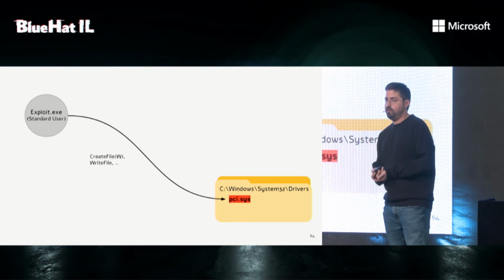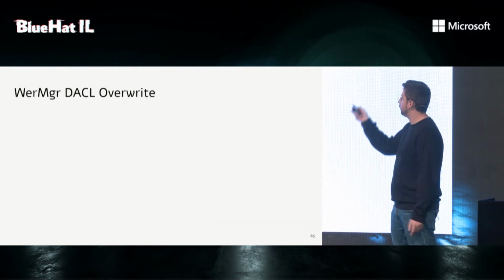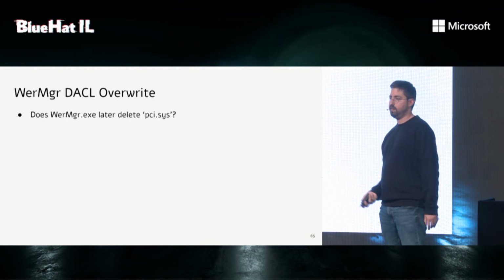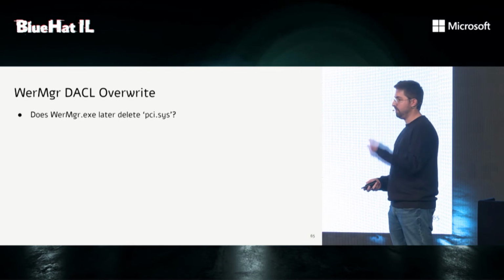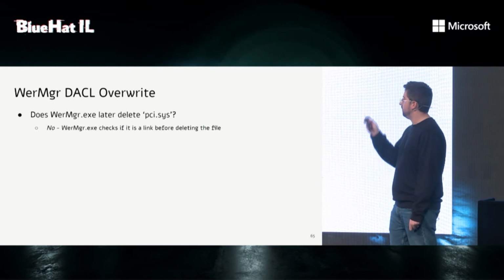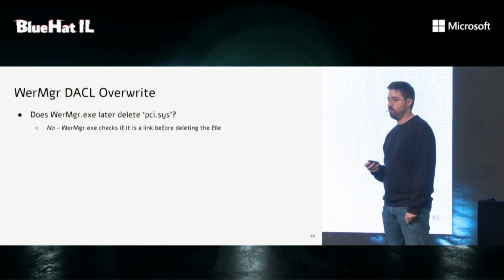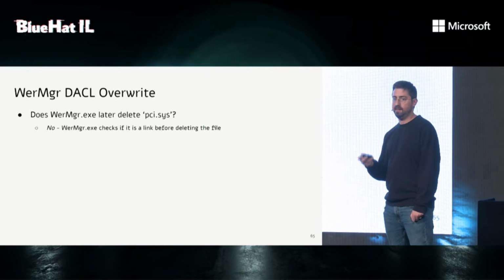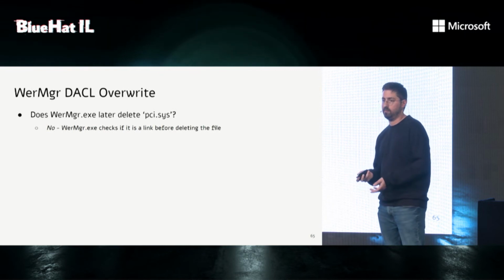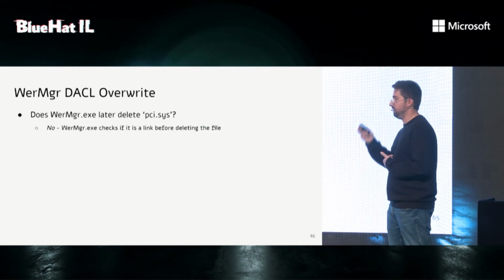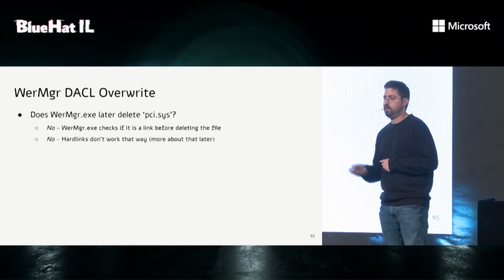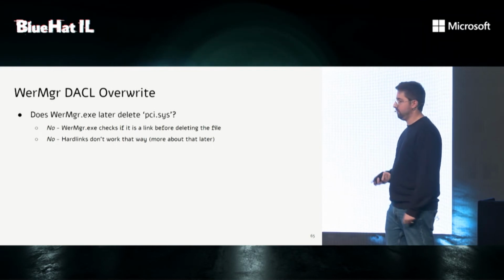Now, I always get a few questions about this exploit when I explain it. The first one is, does WarmGR later delete PCI.sys? Because as I told you, the entire purpose of this flow was to make sure that we can delete it. The answer is no for two reasons. The first one is that WarmGR actually had checks whether this path is a link before deleting it. And it's quite funny, but Microsoft didn't do it in the flow of changing the security descriptor. And that's quite good for me because I prefer that than deleting the file. And the second thing is that hard links just don't work that way. When you delete a hard link, it won't delete the target file, and we'll talk about it later.